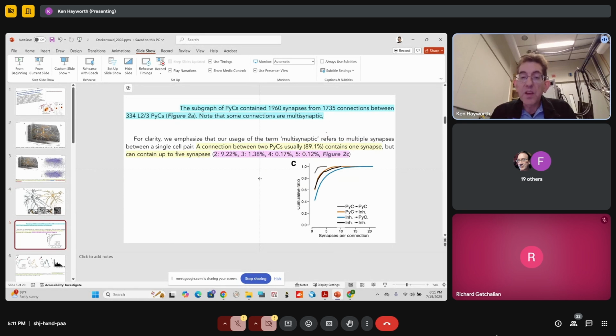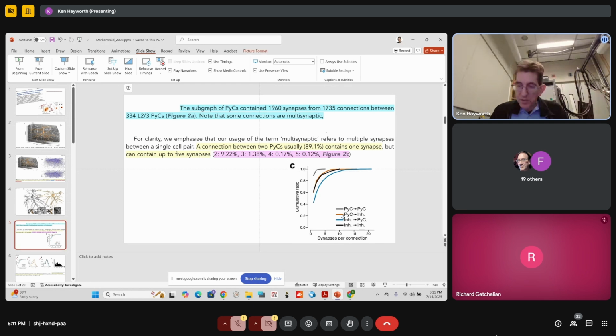So they give the statistics of these connections. 89% had only one synapse between them. When I say between them, by the way, I'm talking about from cell A to cell B, among all the ones that were connected at all. 89% had one synapse, 9% had 2 synapses, and then it went down significantly after that. But still, a significant number had 3 synapses and more.